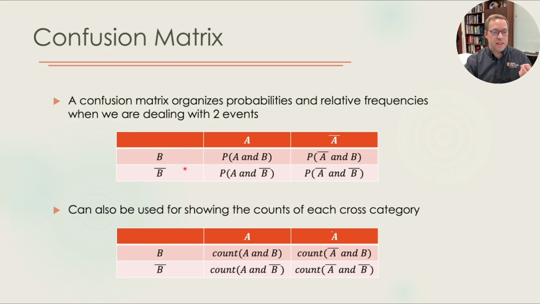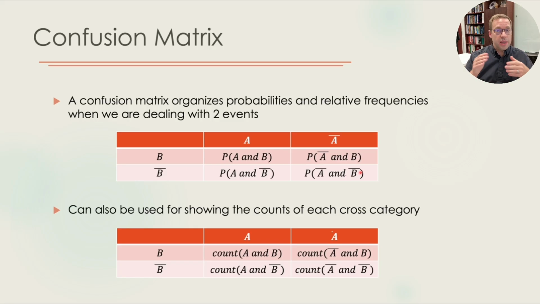Then we go to our second event. Event B will be a row in our matrix or in our table, and its complement, not B, will be another row. And then where they meet, we're talking about people that are in that particular column and that particular row. So this cell here, we're talking about the probability of being both in A and in B. Down here, we're talking about the probability of being in A, but not in B. And here would be not A, but yes, B. And this would be not A and not B, not being in either group.